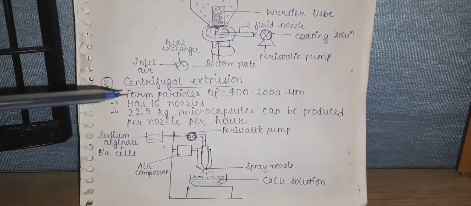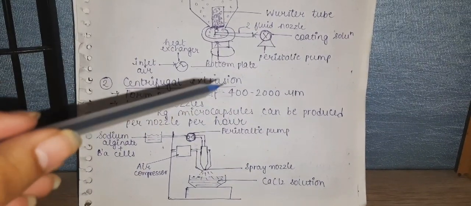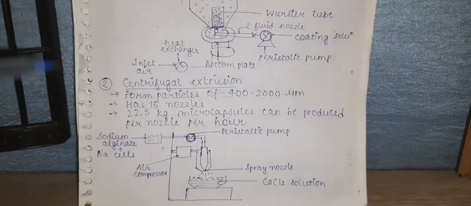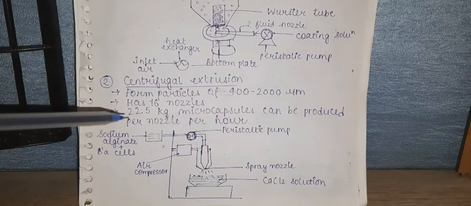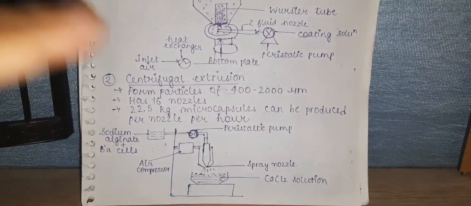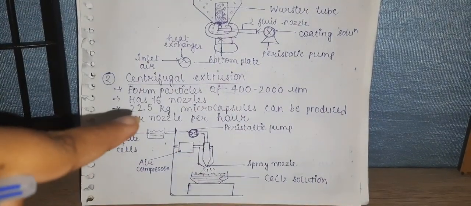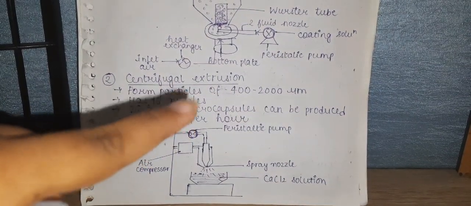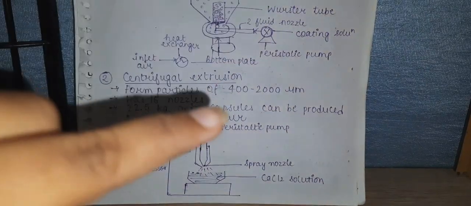Now here what are the requirements? Particles formed should be from 400 to 2000 micrometer. This one will be having 16 nozzles. Each nozzle has the capacity to produce 22.5 kilograms of microcapsules per hour.